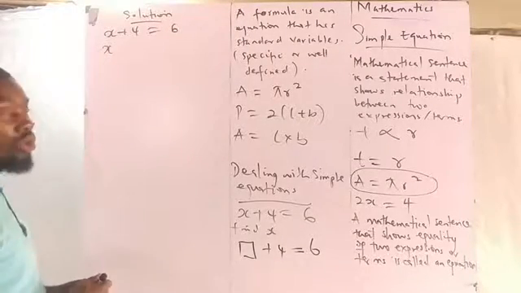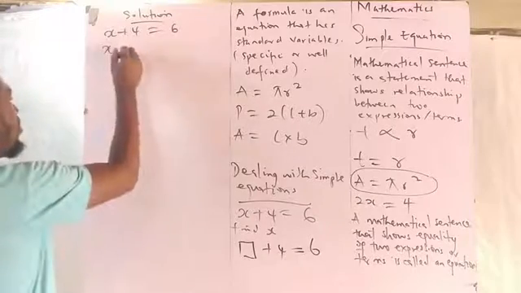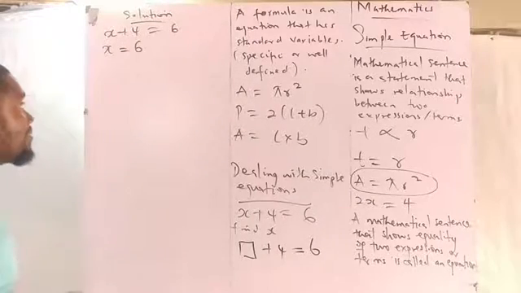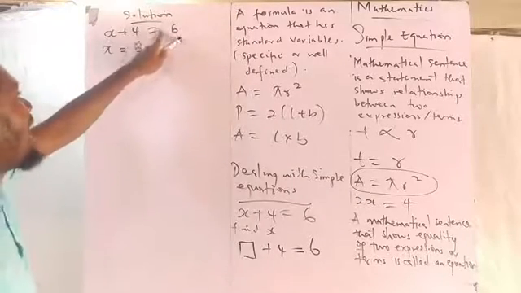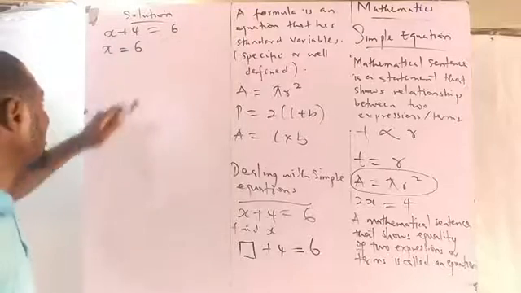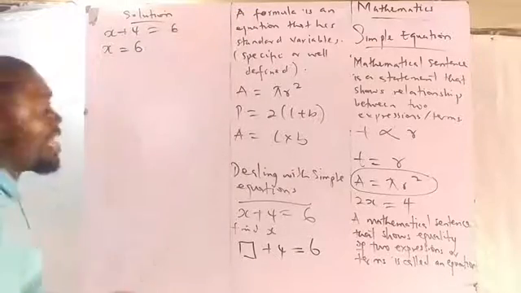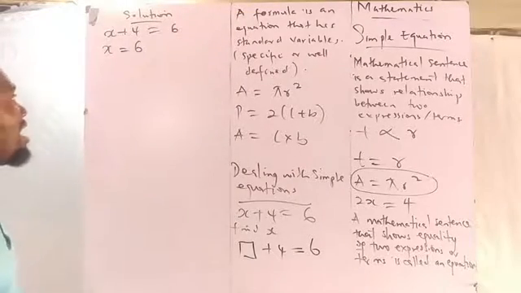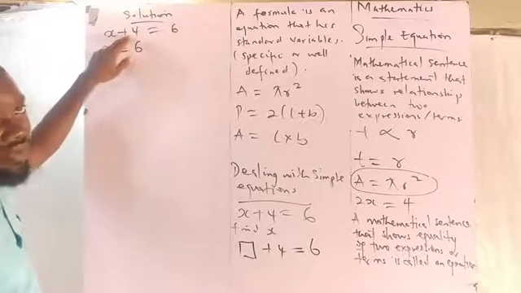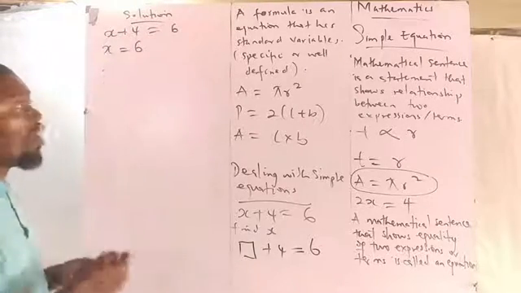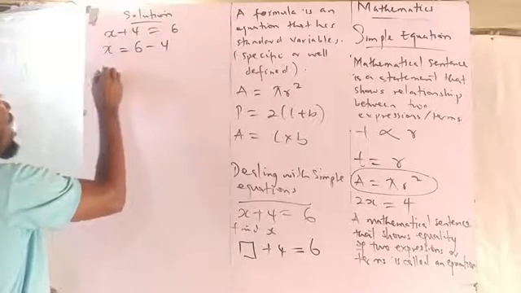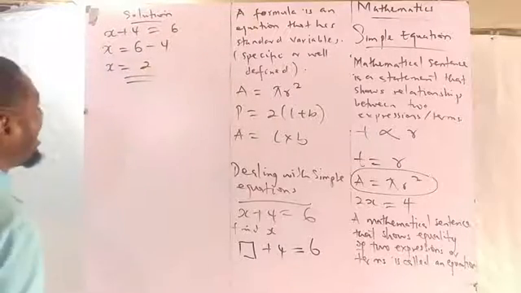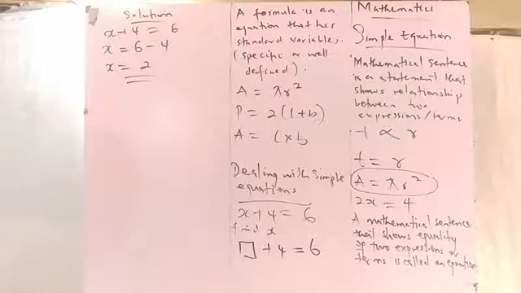If that is true, we have X is equal to 6. Always respect the numbers you have after the equality sign. 6, then plus 4 is coming over. If plus 4 goes to that side, it will become the inverse of plus 4, and the inverse of plus 4 is minus 4. So you have X is equal to 2. That is the answer. X is equal to 2.